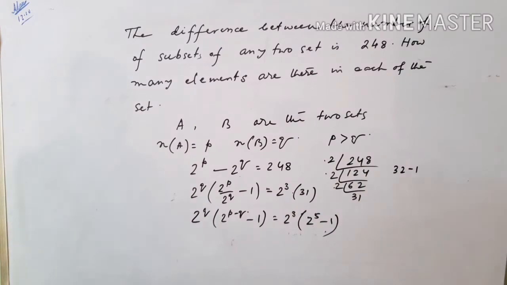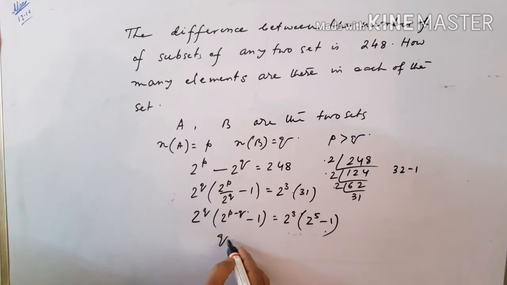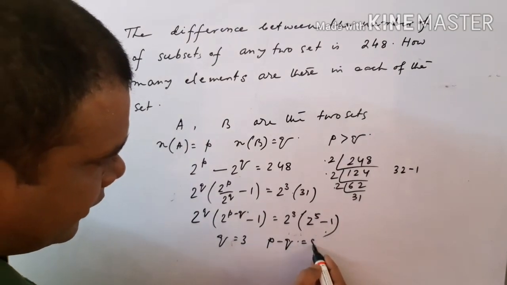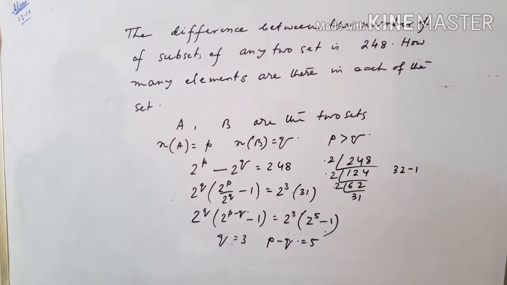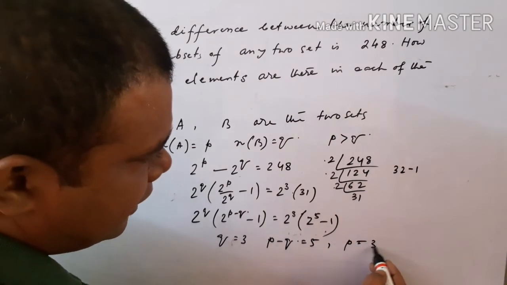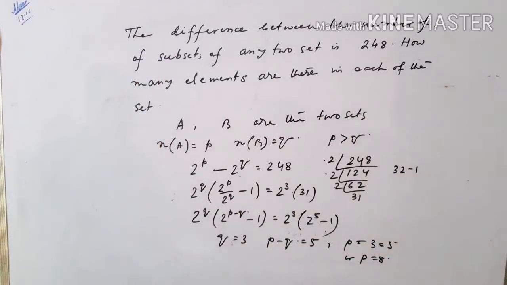So comparing both the equations, what I am getting is 2 to the power q equals 2 to the power 3, that is q equals 3, and p minus q equals 5. Clear? So if we put the value of q here, that is 3, then p minus 3 equals 5, or p equals 8. So clearly A, with cardinal number p, has 8 elements and B has 3 elements.